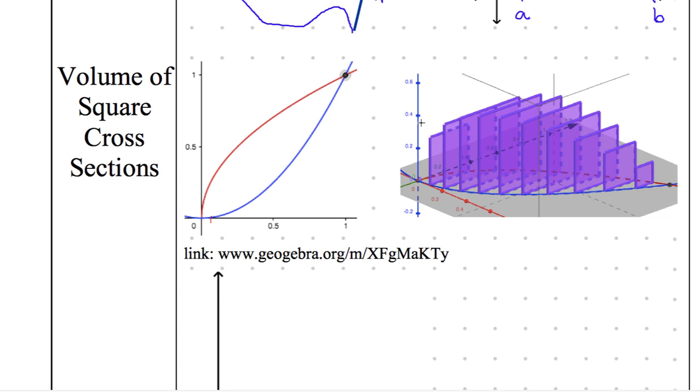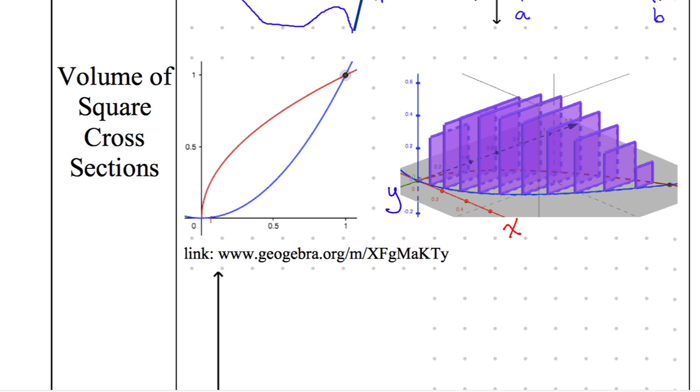Anyway, the general idea here is you can either have squares that are perpendicular to the x-axis or perpendicular to the y-axis. This is a case. This red line right here is our x-axis, so you can actually label that right here. That is our x-axis. This is our y-axis up here. So these are perpendicular to the x-axis.